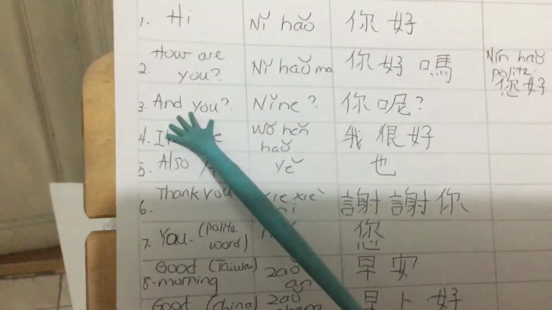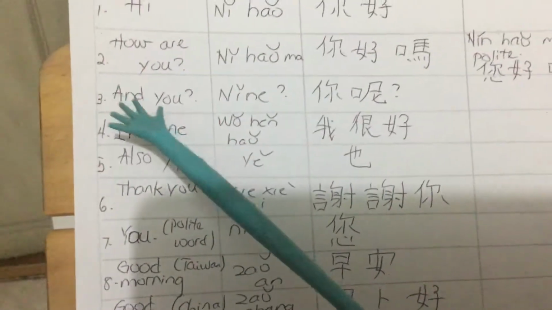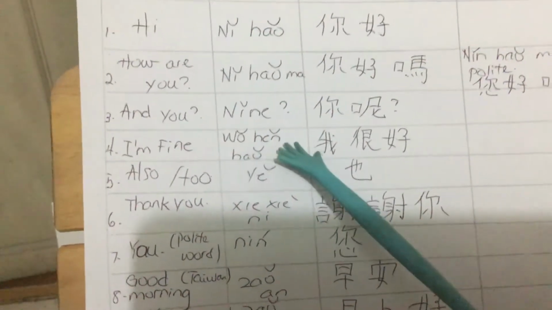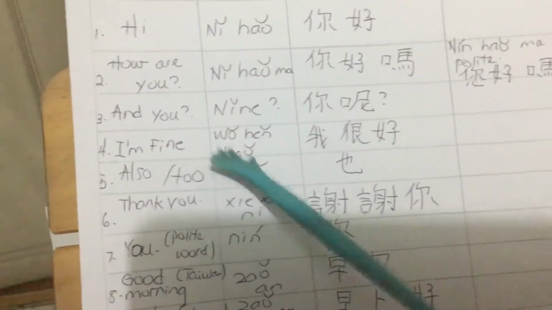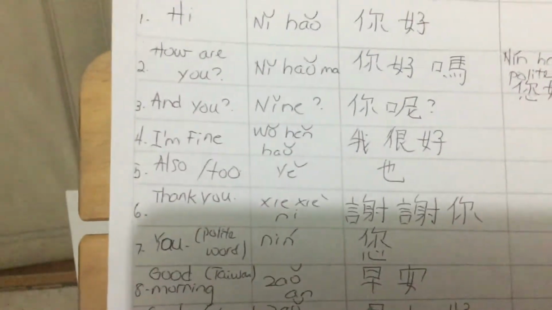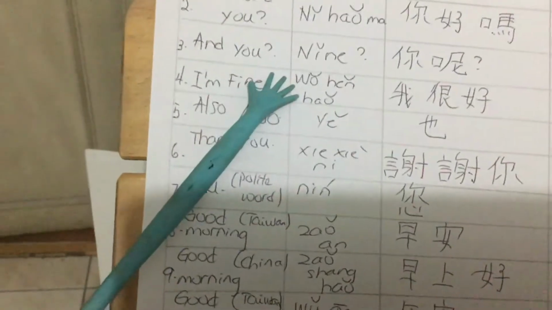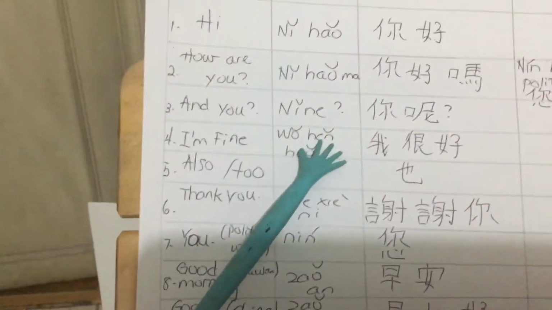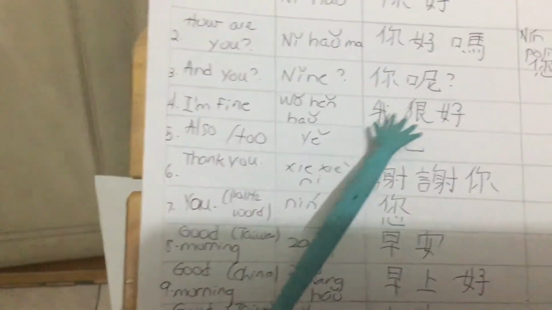And you? Ne ne? I'm fine. 我 is I. 很 is very. 好 is good. I'm fine. In Mandarin, 我很好. The purpose of having 很 is correct grammar. I'm fine. 我很好.